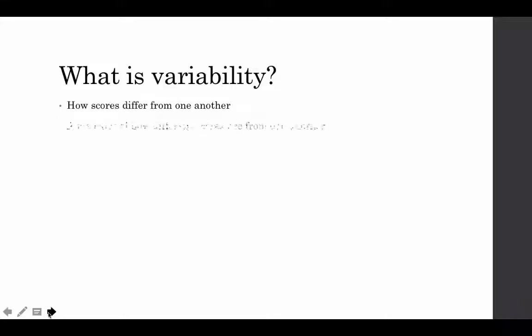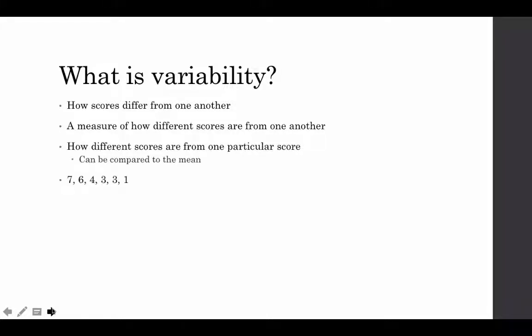So what is variability? Well, variability essentially is just a way to tell how two different scores are separate or different from each other. We can compare these to each other as individual numbers, or we can compare these to the mean. We may get a set that you see here, 7, 6, 4, 3, 3, 1, and we may want to know how different each one of those numbers are from each other, and also from the mean of the group. How different is the score of 4 to this total group?